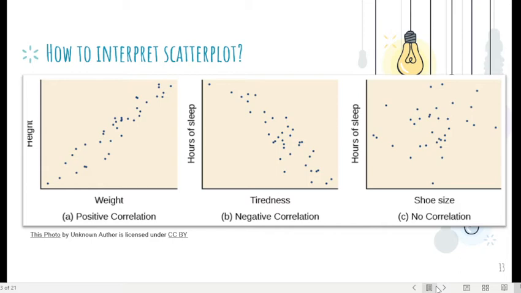So in the third example, it means that the shoe size is not related to the hours of sleep. Your shoe size is not in any way related to the number of hours that you sleep. Am I correct? Does it happen that when you have a larger shoe size, you have more hours of sleep? Of course not. They are not related. So that is how we interpret a scatter plot.